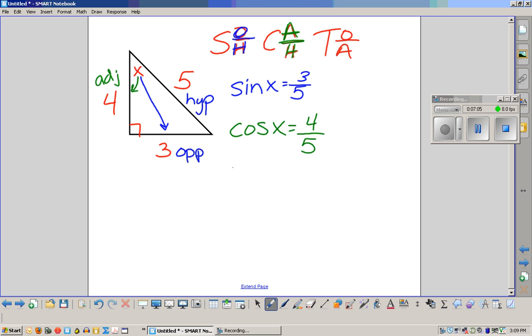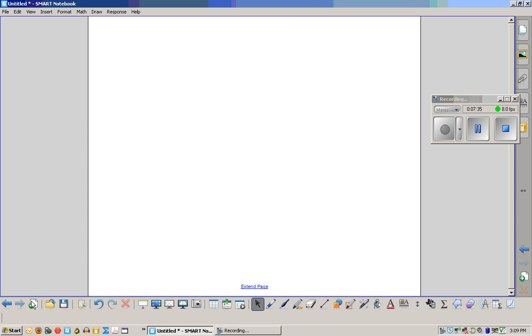And then, of course, the last one, our tangent. Ooh, let me do a different color. Let's do red. All right, the tangent of x equals, tangent is opposite over adjacent. Opposite over adjacent. Everything's already labeled, which is really nice. Make sure you are labeling your sides. Opposite is 3, adjacent is 4, the tangent of x is 3/4.